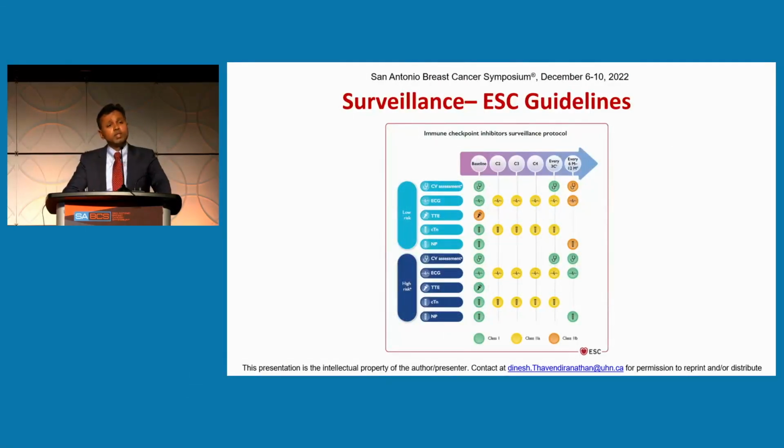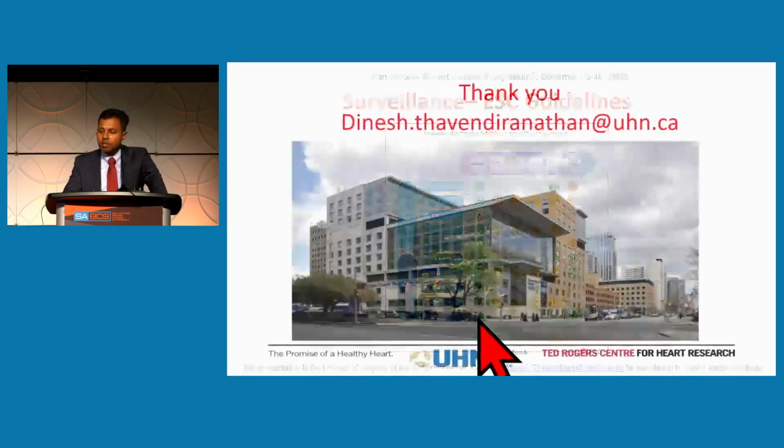Again, there have been some surveillance strategies that have been suggested in the ESC guidelines based on risk. For example, high-risk patients for myocarditis are those who are using, for example, dual checkpoint inhibitors in other malignancies, CTLA-4, PD-1, PD-L1, or anti-LAG therapies. These are being used together. And patients who have pre-existing cardiovascular disease seem to be at a higher risk of developing myocarditis, and there are some surveillance strategies that have been suggested.